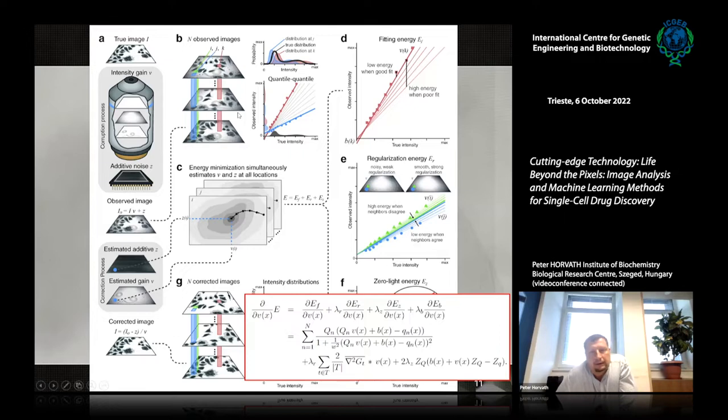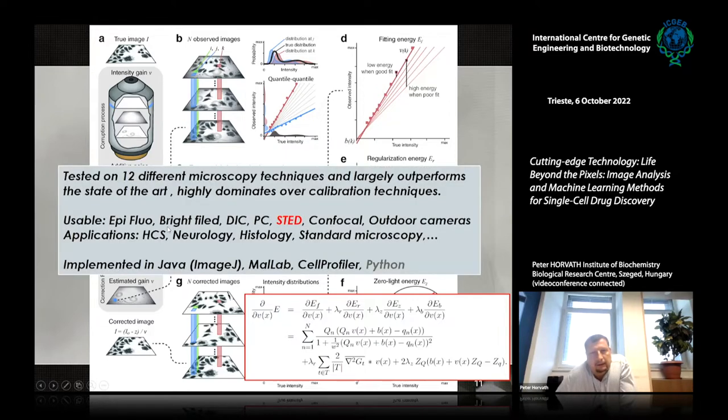Then we created models that estimate these illumination problems with a linear model, and ended up with this algorithm called CIDR, which we tested on 12 different microscopy techniques. It not only outperforms the computational techniques, but also hardware calibration. I should say this is the state of the art at the moment to correct images, and you can use it for epifluorescence, brightfield, almost all types of microscopy you can imagine, with implementations in most programming languages, including Java, MATLAB, Python, C++, and so on.